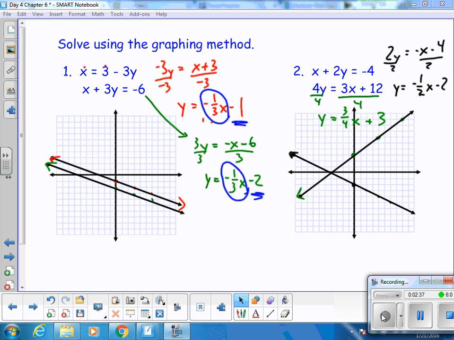All right, this is what I found, putting them both into slope-intercept form. I'm able to plot the y-intercept and then run the slope out. I can see that my solution right here is indeed an intersection. And my solution to this system would be 4, 0. And my solution to number 1, we didn't say that. There's no intersecting points. These are parallel, so we would say that there is no solution for these.